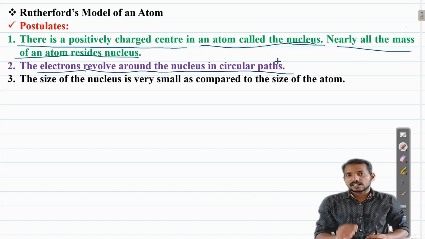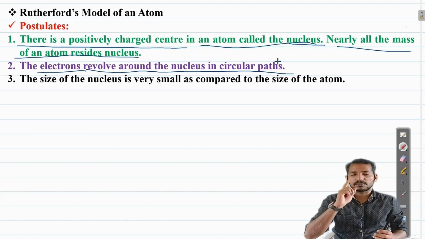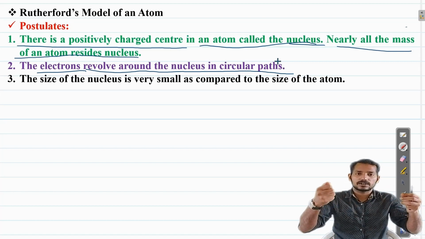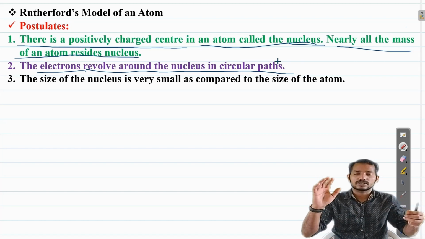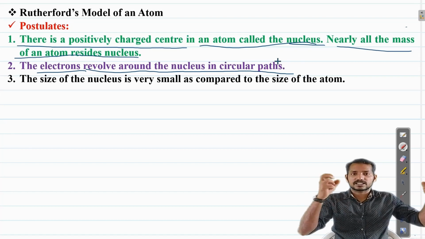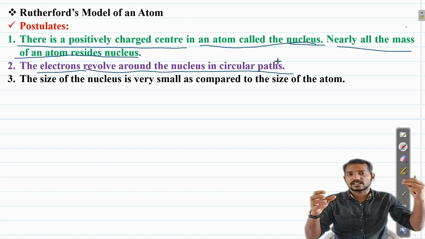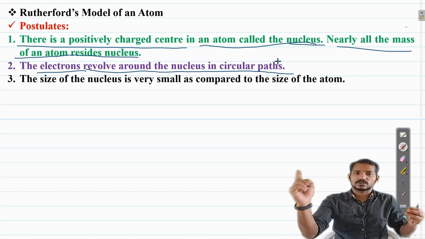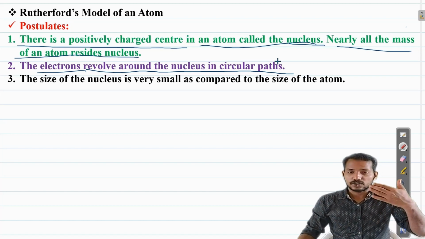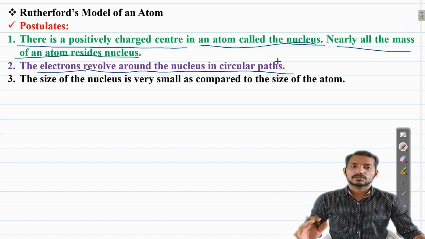You can observe that if you want to revolve a stone in a circular path, what will you do? Just take a thread, tie it, hold it in one hand, and rotate your hand so that the stone will revolve in a circular path, because there is an interaction between your hand and the stone. Similarly, there is an attractive force between the electron and proton. Because of that, the electrons are revolving in a circular path around the nucleus. What is the reason? The electrostatic force, the force between the electrons and the protons.